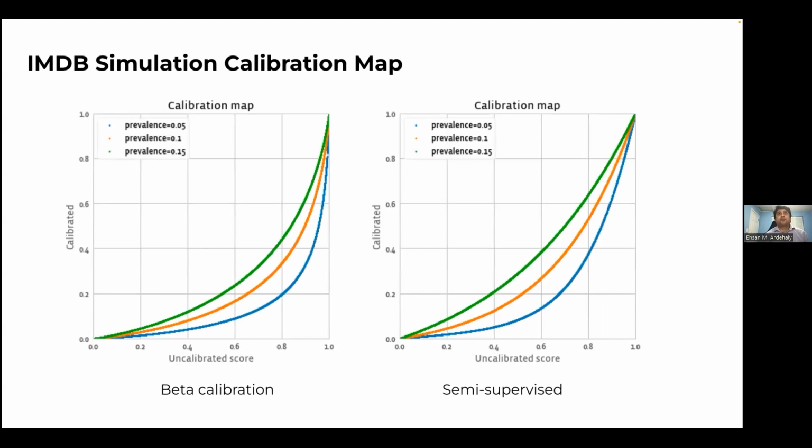This slide shows the calibration map. It compares beta calibration and semi-supervised learning. For example, if you look at the blue one here for positive prevalence of 5% on the left side, and if you compare it with the right side, you can see the under-calibrating issue that I mentioned. Basically, if you just put this together, you can see that the left side is always lower than the right side. That's what we call under-calibration.